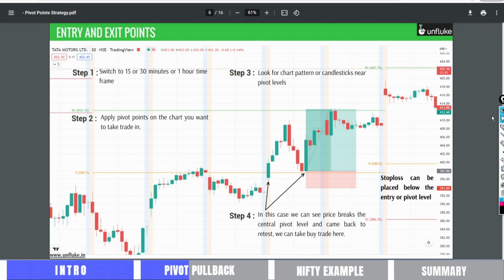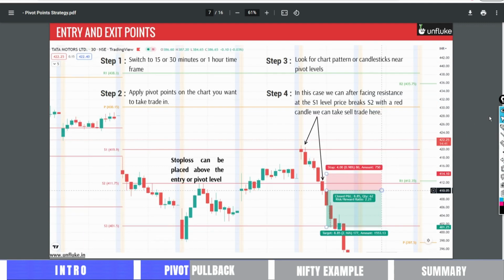So let's take some more examples. I am showing you the example of Tata Motors on a 15 minute, on a 30 minute time frame now. What I am trying to do again is a pullback strategy, right? So you can see here the stock came down. Now if it would have gone up and given me a candle like this, I would have taken the trade on the low part because of a pullback. But you can see that this did not happen.